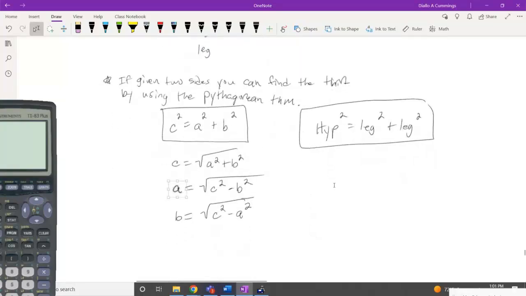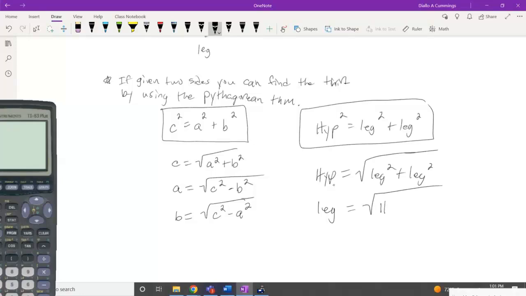So if you wanted to find the hypotenuse, you can simply take the square root of both of the legs squared. That's basically the same thing as c is equal to the square root of a squared plus b squared. And then if you wanted to find a leg, that would be equal to the square root of the hypotenuse squared minus the other leg squared. And those would be the formulas.